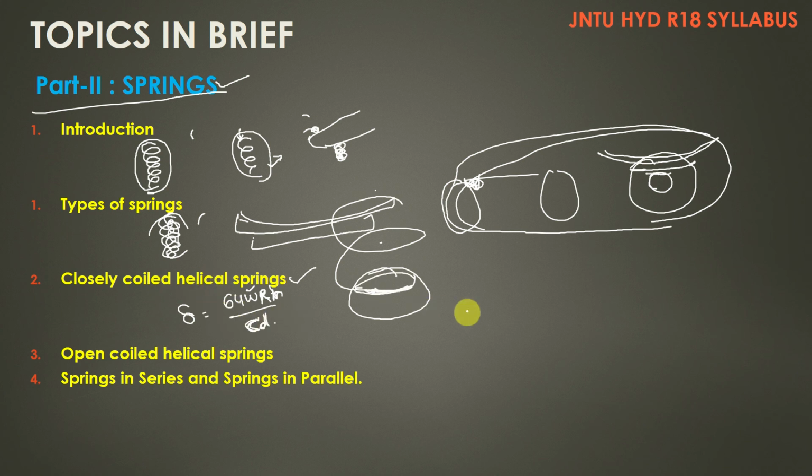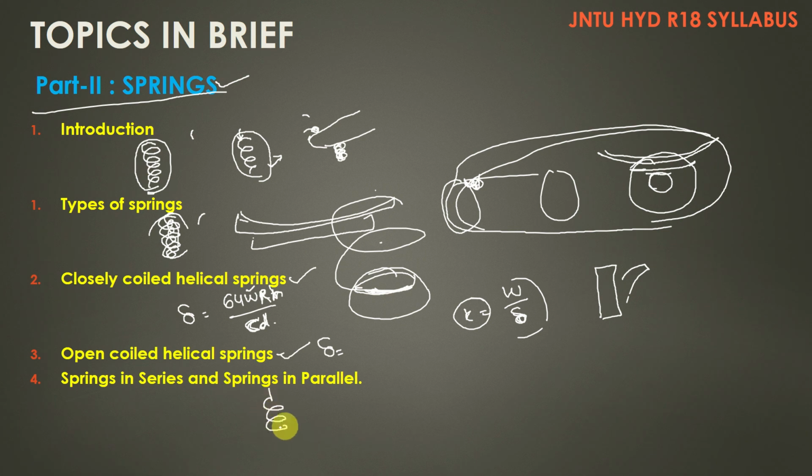And stiffness is load by deflection, load per deflection. How much deflection you will have if you apply the load. That ratio is known as stiffness, or stiffness is simply the resistance against deflection. Open coiled helical springs: in a similar manner, open coiled helical springs have a derivation and another expression. And then springs in series and springs in parallel.